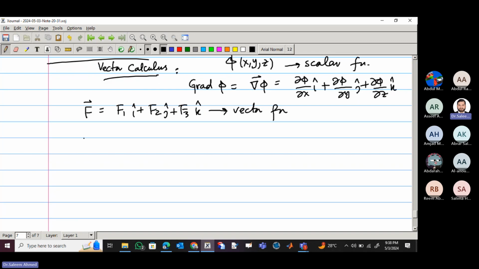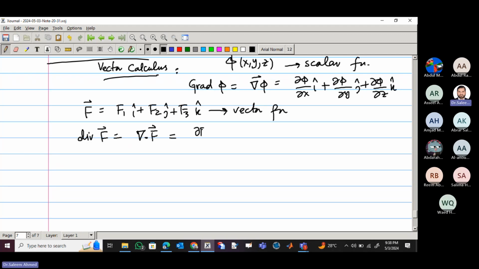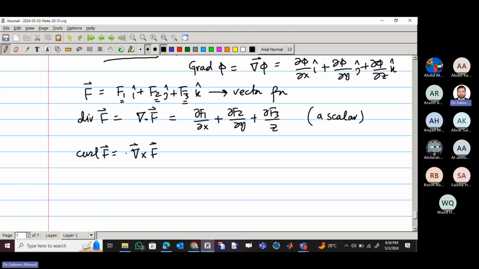Then you can find 2 more things. One is called the divergence of f, which is del dot f. Del dot f is, you take the partial derivative of f1 with x, f2 with y, and f3 with z, and just add. There is no ijk here. The answer is a scalar. And there is another thing which is called the curl of f, del cross f. So I will give you, let's say, a scalar function phi or a vector function f, and I can ask you to calculate these 3 quantities. It will be very straightforward.